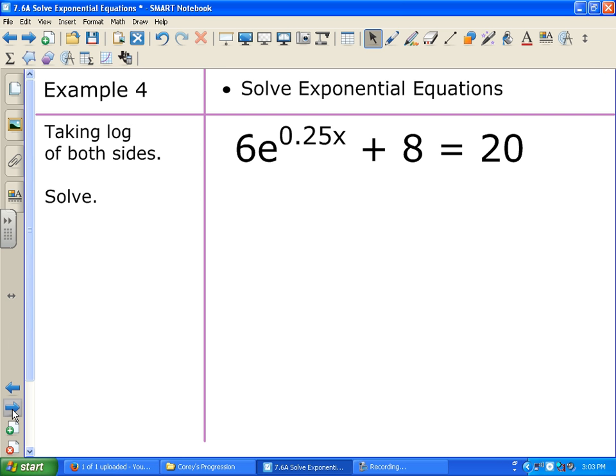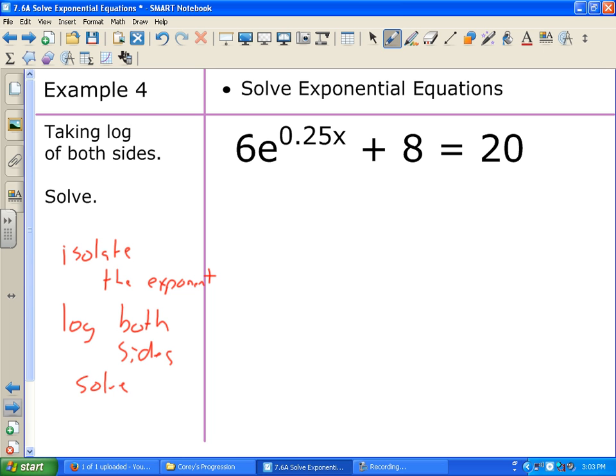It's easy, just like the other problems we've done with radicals. Isolate the radical, introduce an exponent to both sides, and solve. In this problem, we don't have radicals, we've got exponents. So we should isolate the exponent, and then log both sides instead of introducing an exponent, and then solve. It's almost the exact same thing we did in the last chapter, except instead of radicals and fractional exponents, we have bases, exponents, and logs.